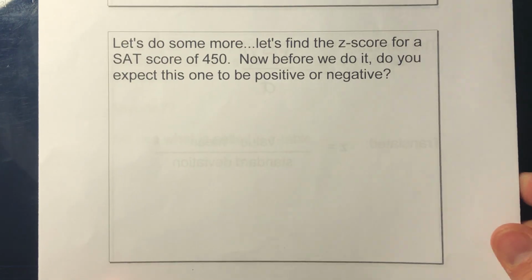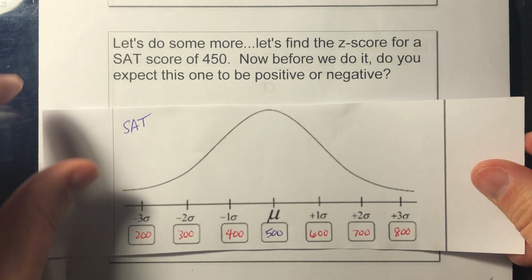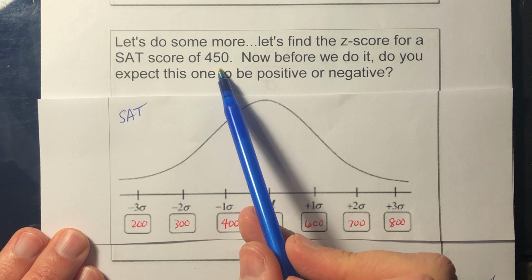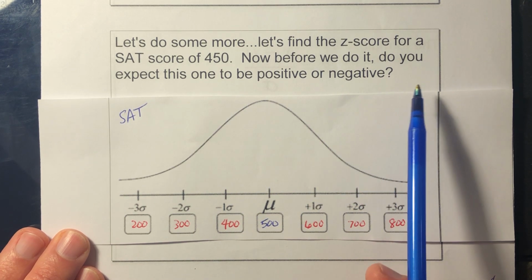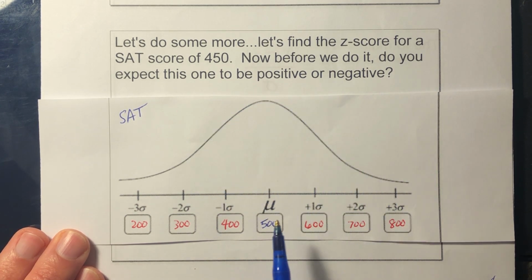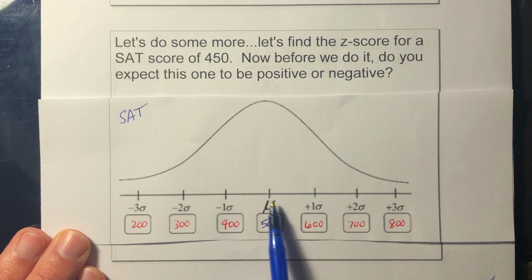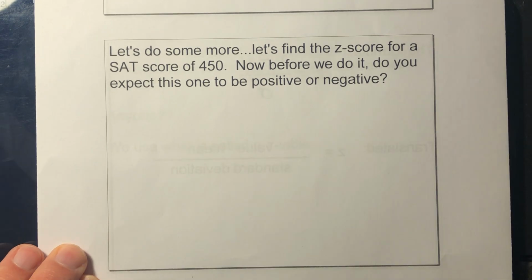All right, let's look at this one. Again, here's our data we're looking at. Now we want to find a z-score of 450. Before we do it, do you expect this one to be positive or negative? So here's a score of 450. What do you think, positive or negative? Negative, because it's on the left side of the average.